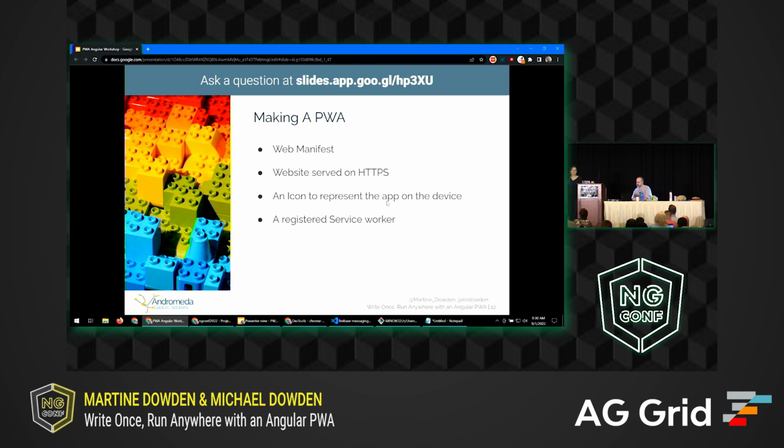It needs to serve on HTTPS. That's one of the things. Now, when we do the serve, you will notice that it runs on HTTP. It'll work anyway, so don't worry about that. And then the icon to represent the app device, we've kind of talked about that, and then it needs to register a service worker.